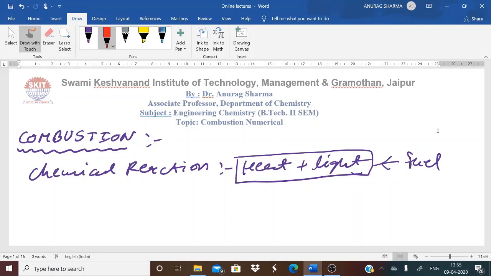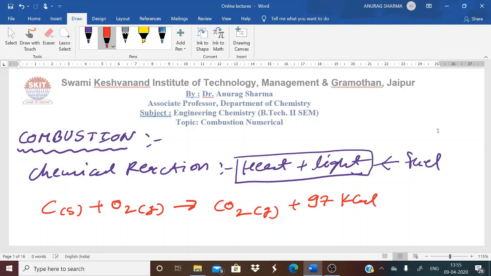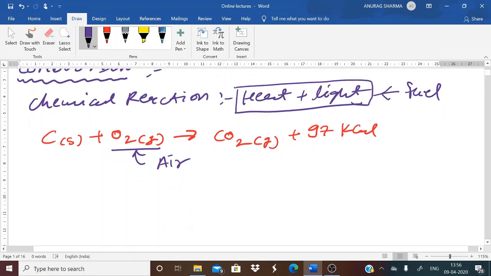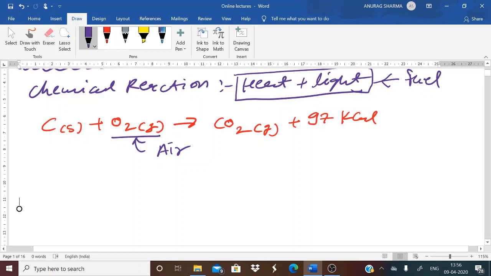So first we take an example: carbon when it reacts with oxygen, and in the presence of oxygen carbon ignites on a large scale and generates CO2 and a large amount of energy, which is around 97 kilocalorie. This point is also important: this oxygen comes from air. So we should always keep this in our mind, that this oxygen belongs to air.